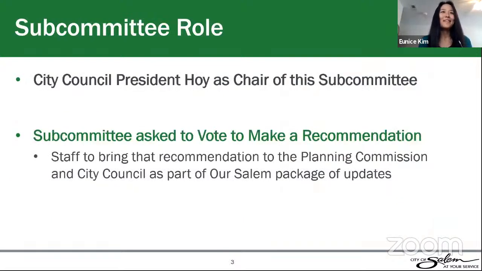So Council President Hoy is the chair of this subcommittee. At the end of all of this, we do have 3 meetings scheduled so far. If we have to add another, we will. We're going to be asking you all to vote to make a recommendation on these zoning options. And then we will carry those forward through the public adoption process, with public hearings at the Planning Commission and the City Council, when we take the whole package of our Salem amendments, the comprehensive plan, the zoning code, the zoning map, through the adoption process at the end of the year. So we will be asking for a formal vote at the end of all of this.